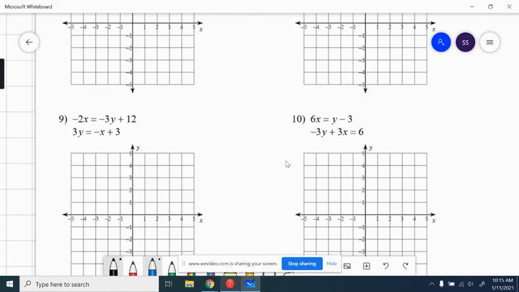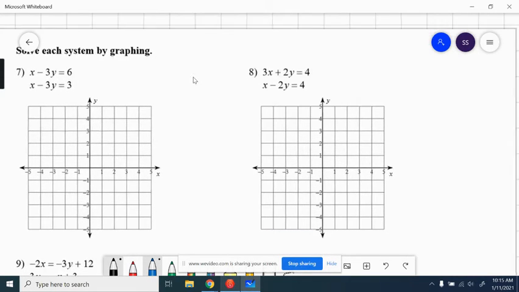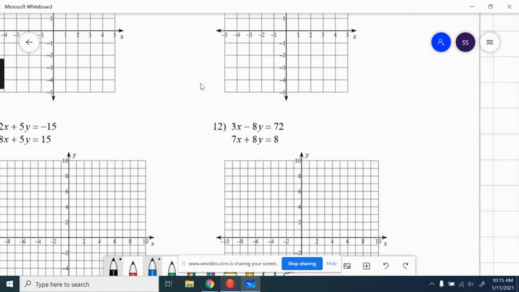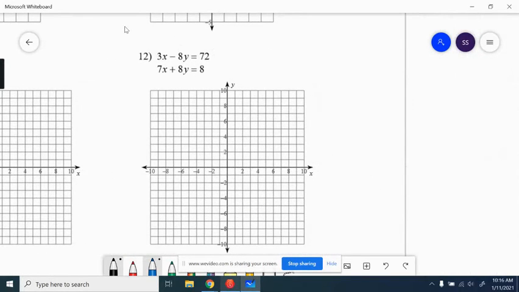The rest of these look fairly similar to the ones I've already done. You just have to go ahead and put them into slope-intercept form. I'll do one more for you. How about number 12? Neither are in slope-intercept form, so I'm going to do the top equation.